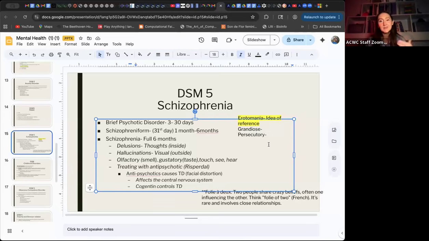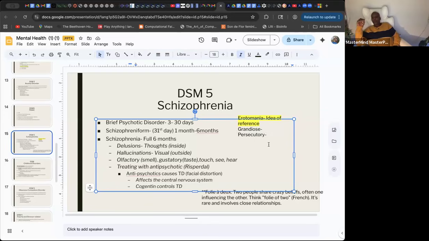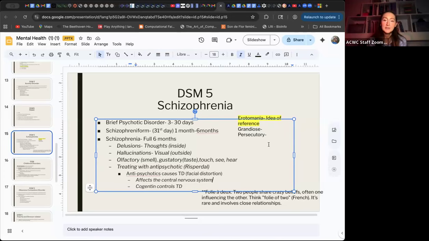Does someone have any idea what they think the idea of reference means with erotomania? If someone's having a delusion stemming from erotomania, what do you think the idea of reference would mean? It's like maybe if you see something on TV and they mention something, you think that message is for you. They're talking to you directly. Totally. Thank you, Master Frank.